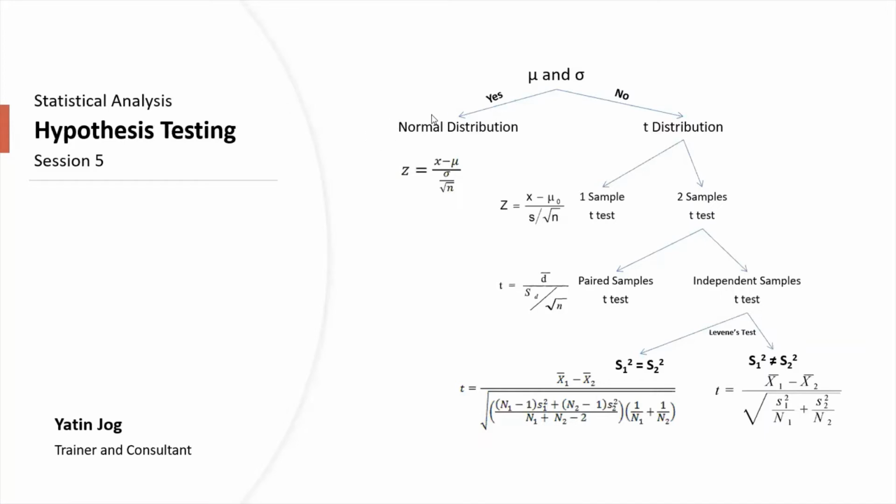Now, parallel to normal distribution, we have a t distribution, where we can do the hypothesis testing for one sample and two samples. Now, when to go for normal distribution and when to go for t distribution.